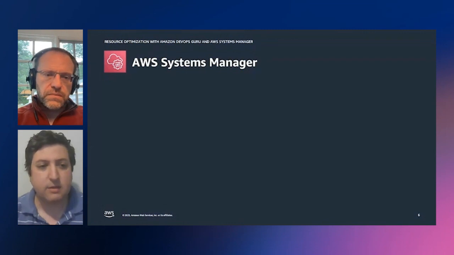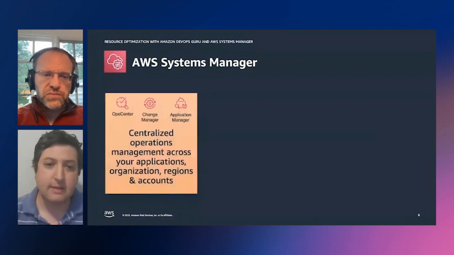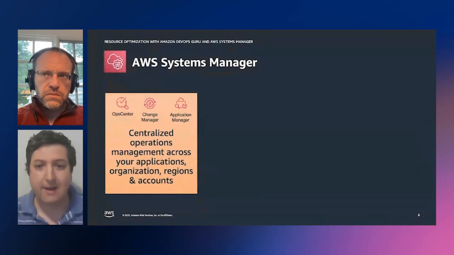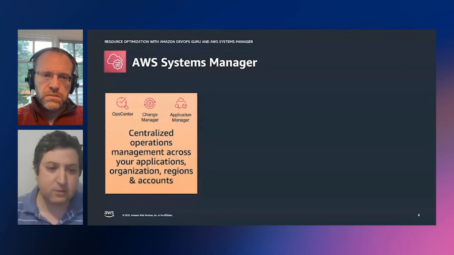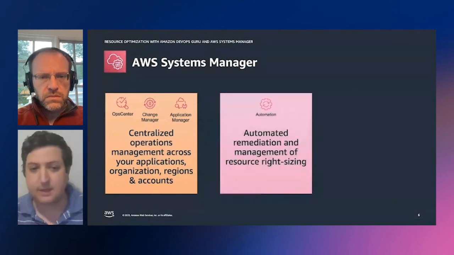Systems Manager comes in and tries to take a step back from the specifics and take a holistic view across all of your resources and to centralize. Instead of finding things itself, it will centralize a lot of those findings from services such as DevOps Guru. So essentially, you could think of DevOps Guru as supercharging AWS Systems Manager, and then you can use Systems Manager to supercharge your management of all of those findings across all of your resources, across all of your organization. So with products such as Ops Center, Change Manager, and Application Manager, you can centralize the management of those findings, be they operational, cost optimization, etc., across your applications, your organizations, regions, etc.